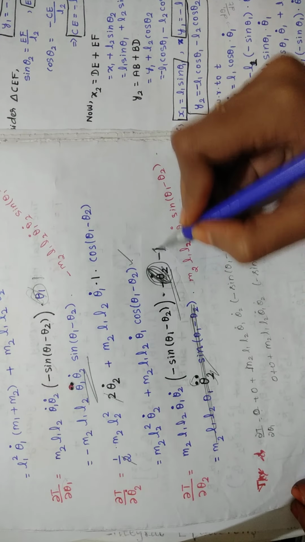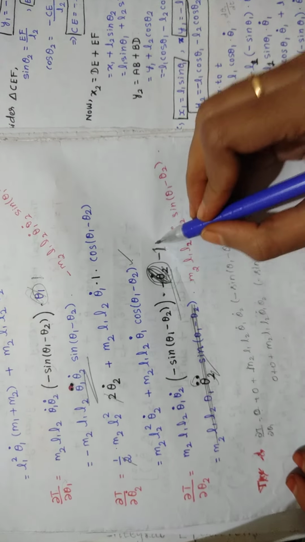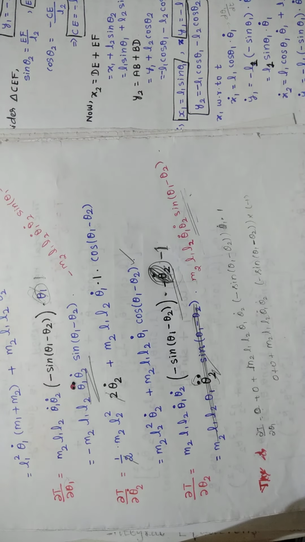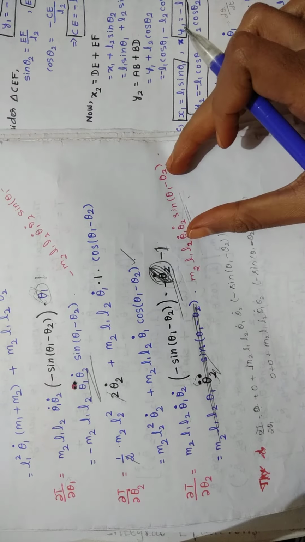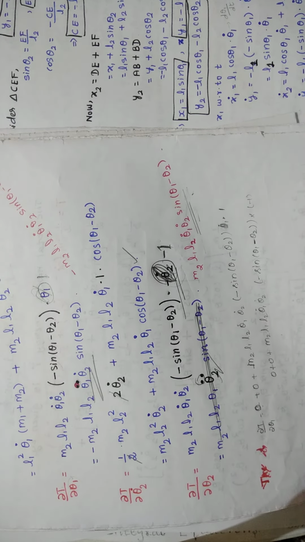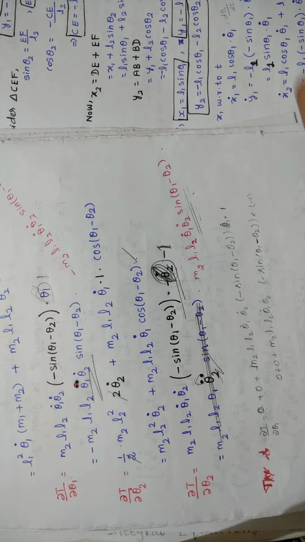Okay, into minus 1. So from this you will get this, minus and minus get plus, so that you will get this. So the dou t by dou theta 2 value is this. Okay, I hope you have no confusions on this.